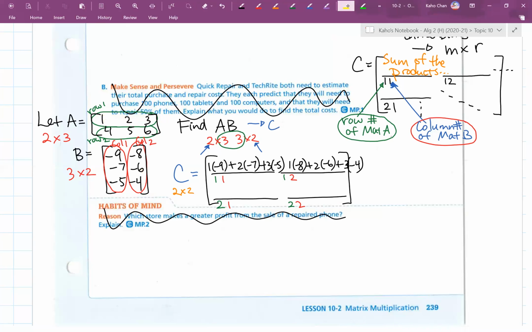Here we go. Let's do 2, 1 next. 2, 1. Here we go. 4 times -9 plus 5 times -7 plus 6 times -5. Awesome. Next one. Last one. 2, 2. 2, 2, like that. Here we go. 4 times -8. This is weird, I know.